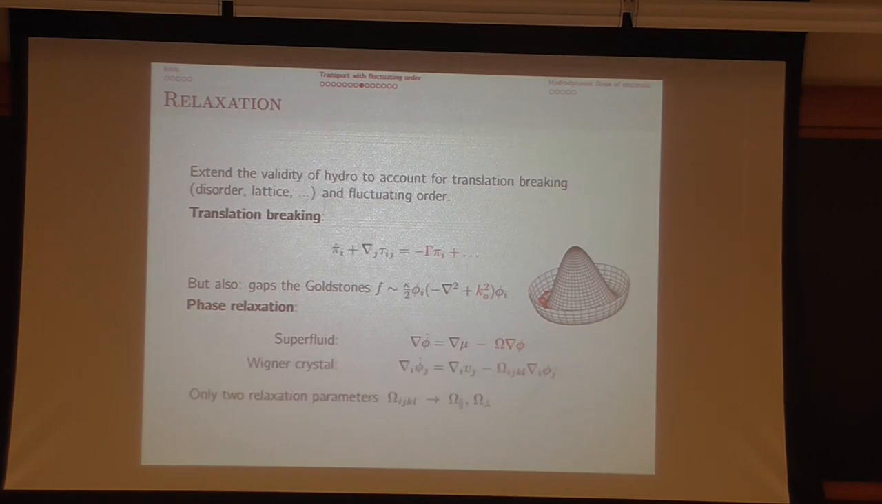So I can do the same thing with my goldstones. There's a little more indices. But if you use isotropy, there's only 2 relaxation terms that you're left with. Okay, this is the Josephson relation for the translation goldstones with relaxation.